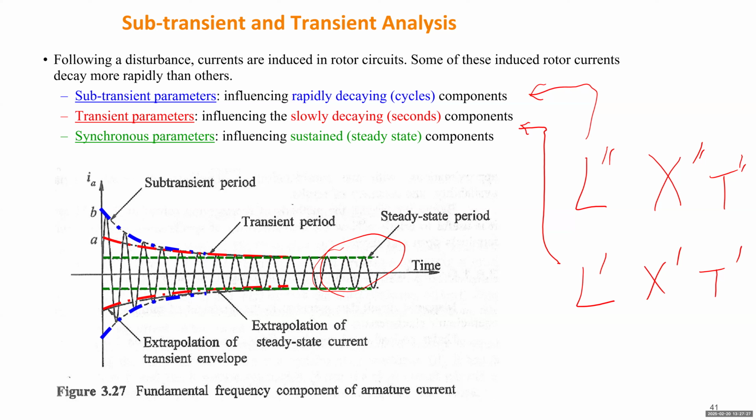Okay. How about the steady state behavior of the system? It will be categorized by another set of variables L, X, T, and we don't add anything. We already utilized those values, right? Remember how we already defined LD, LQ. Those are basically the parameters we utilize to model the steady state behavior. So we're going to introduce the single prime or double prime parameters to categorize transient and sub-transient dynamics.